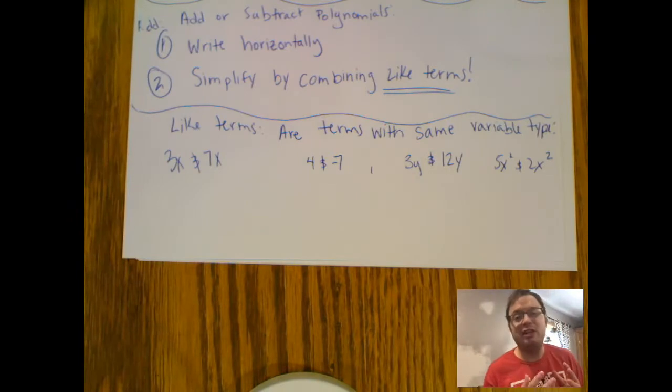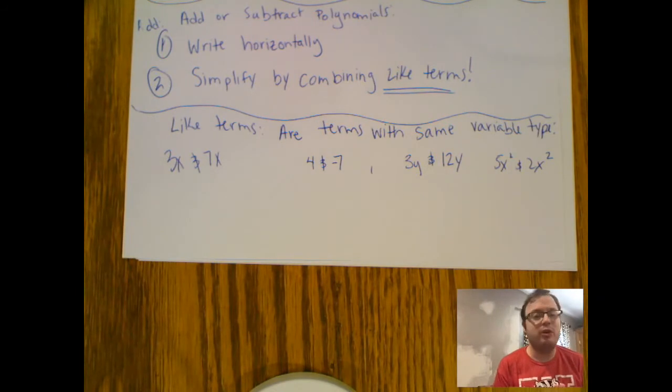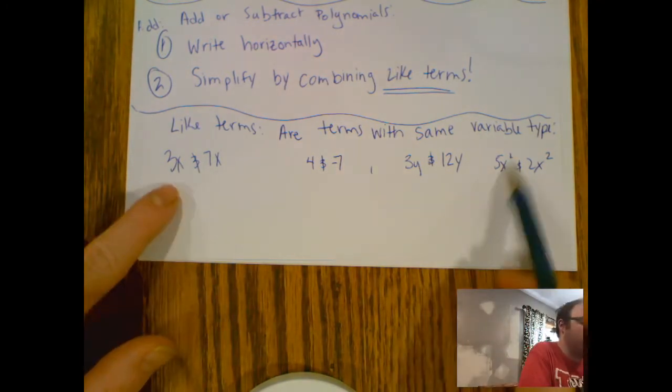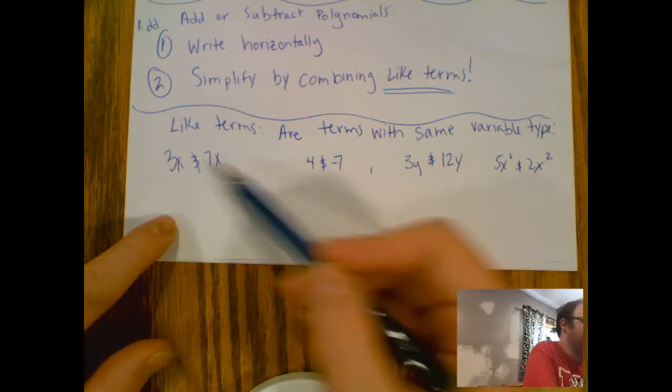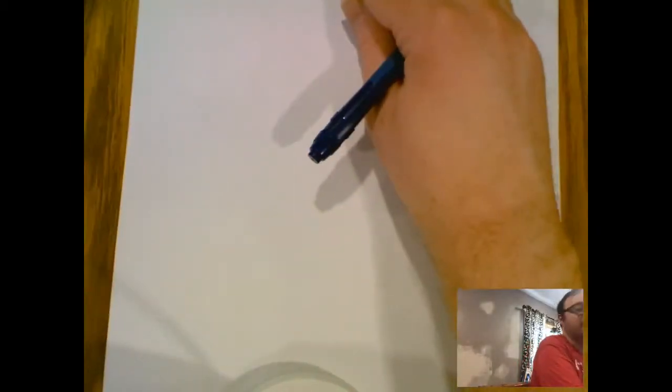However, this is where things get a little bit tricky. X squareds are like terms to each other, but x squareds are not like terms with x's. X's and x squareds are not like terms. Those don't have the same variable type. X squared only goes with other x squareds. X's only go with other x's. Okay? So now that we have that down, oftentimes in math class you'll get this notation.